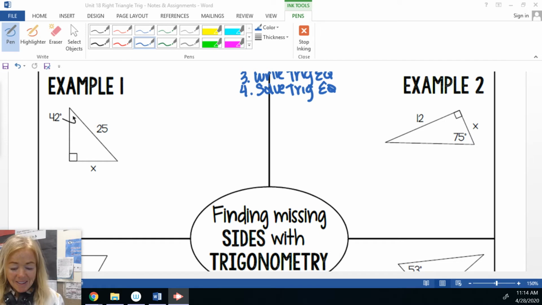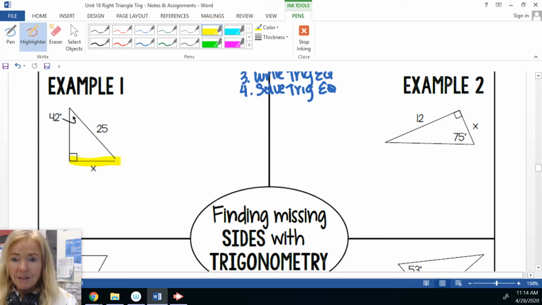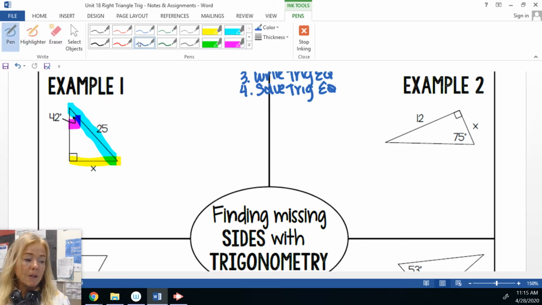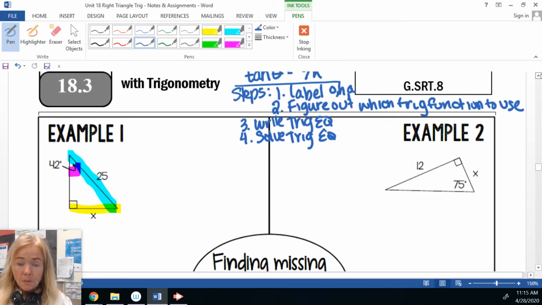Okay, so we were looking at example 1 to start here. We noticed that this is the side that we're wanting to find. That's where X is. And then this is the side that we know is 25. And lastly, this angle is what we have, and it's 42. So those are the first things we look at and analyze. On our step process up here, our first step was to label O, A, and H. So we locate this angle, and opposite is X, and hypotenuse is 25. So we have O for opposite and H for hypotenuse.